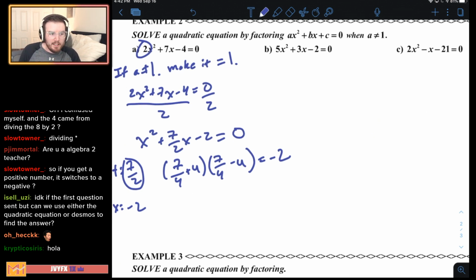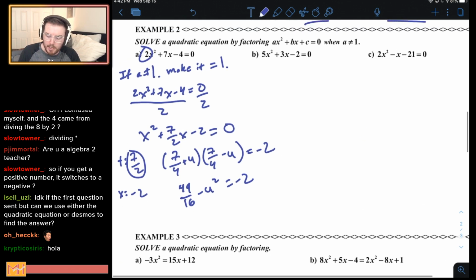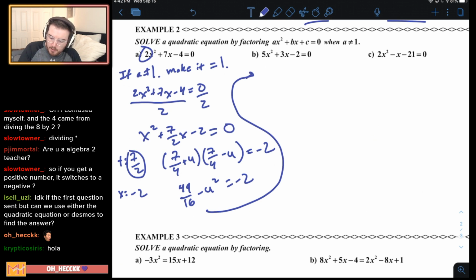So when I multiply these two things together, I get 49/16. I'm gonna run out of room. Add the u squared, add the 2. I'm gonna run out of room big time. I'm just gonna say, you know what? Screw this other problem for right now, and I'm gonna move my work up here.